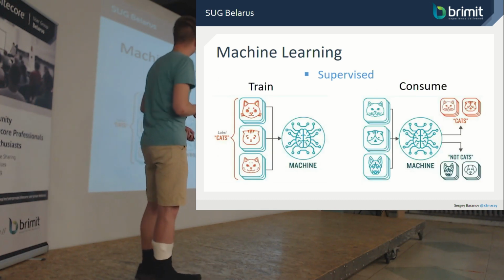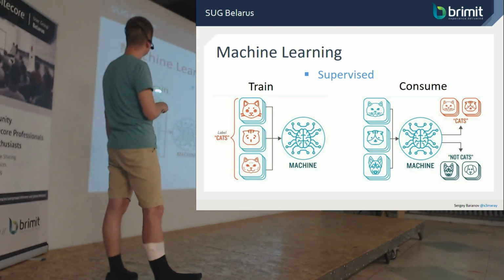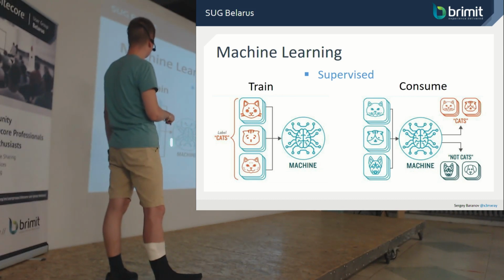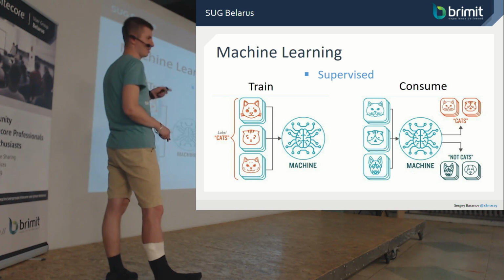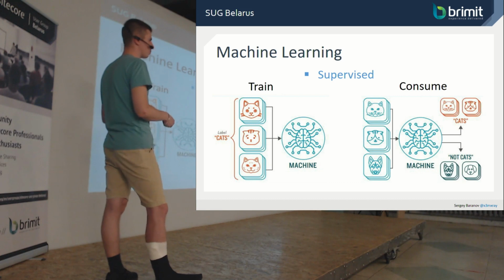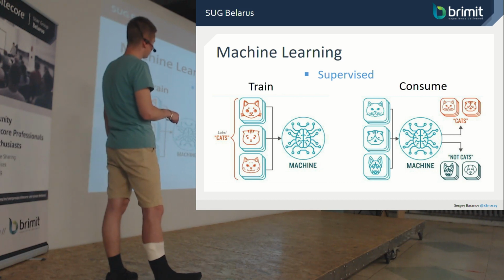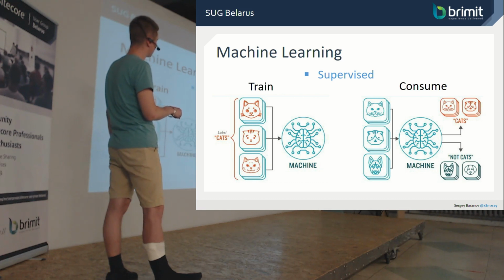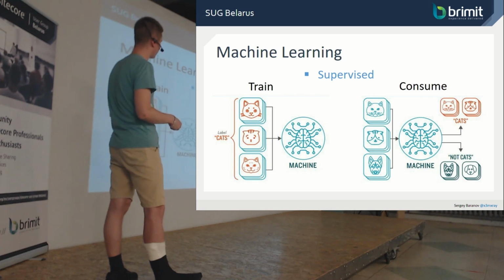Supervised learning. As I said, for example, in our initial dataset, we have some data, and one column in our data is labeled as cat or no cat. We train our model, and then we want to consume it for unknown datasets. As you see, our trained model can recognize who is a cat in the data that we want to predict and who is no cat.